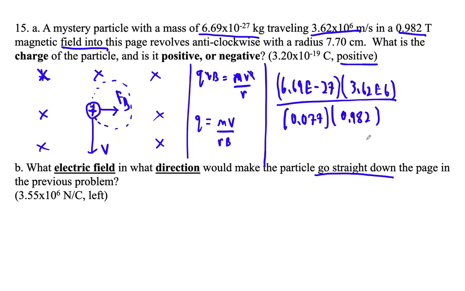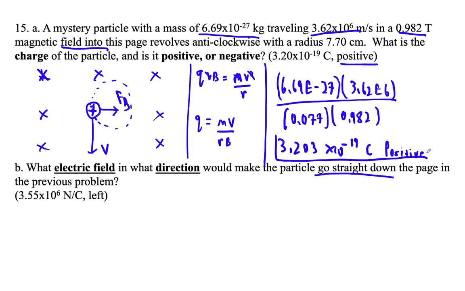I'm getting that it's 3.2028 times 10 to the minus 19th coulombs, right? And that it's positive. I'm sure of that too. You see what I'm doing there? Positive.